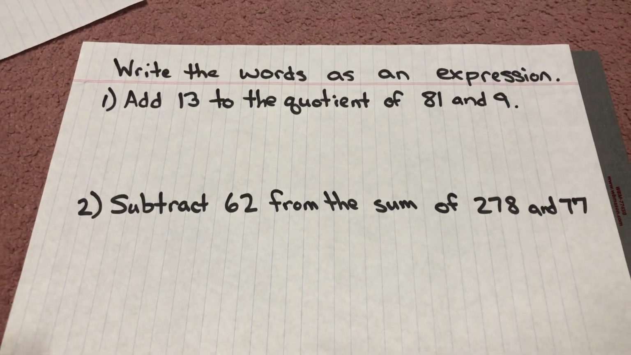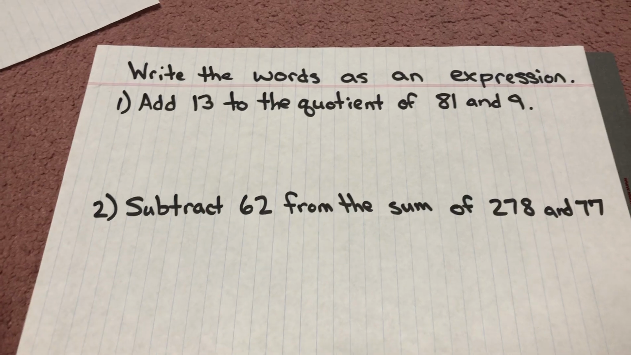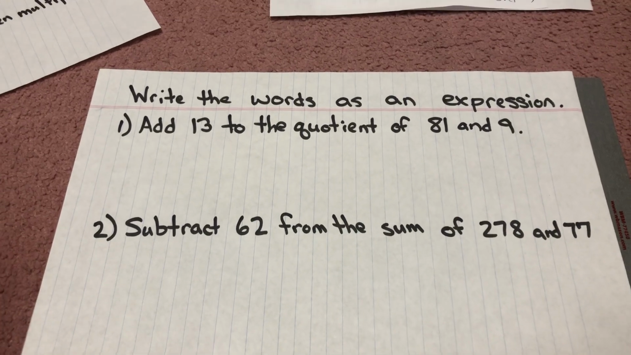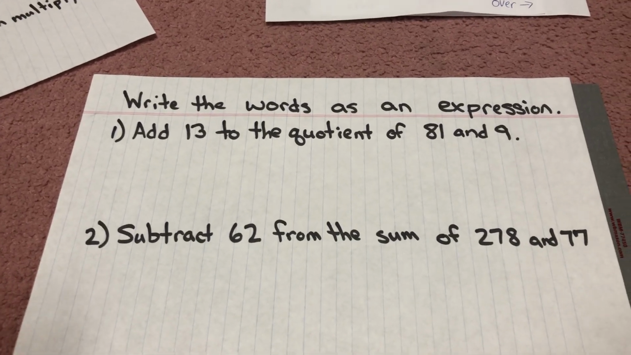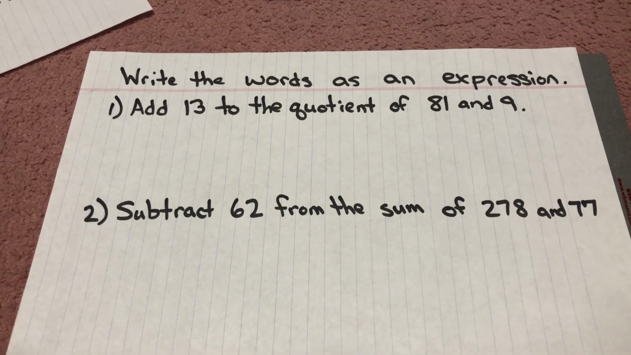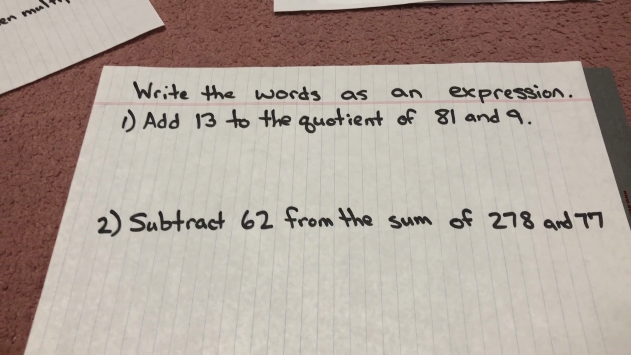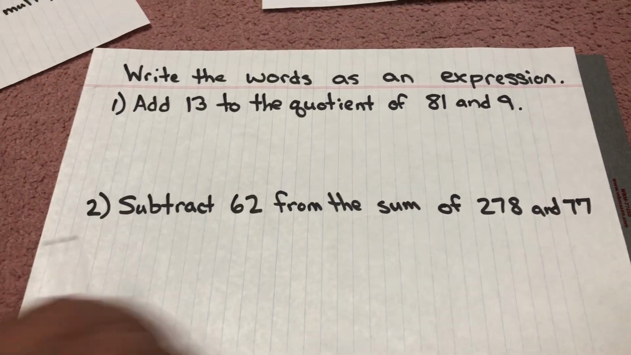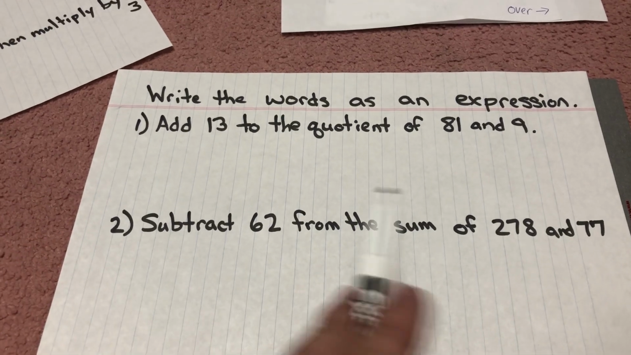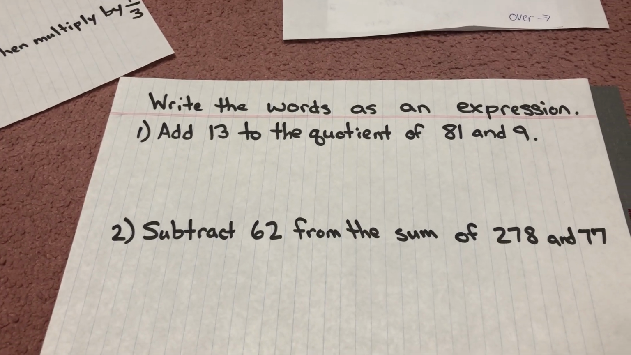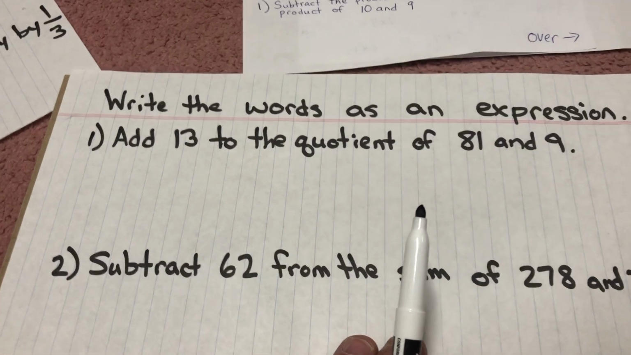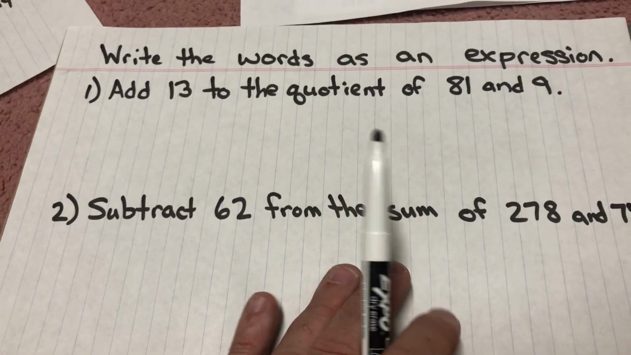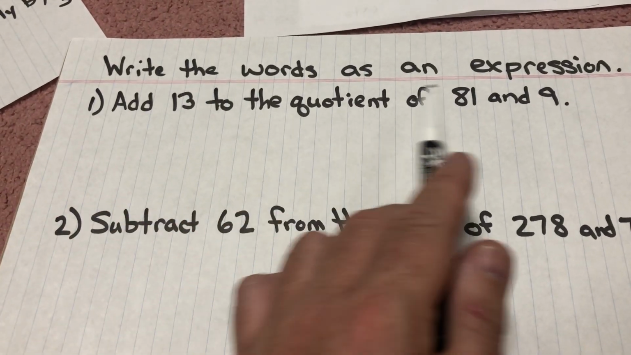Now, we're going to talk about how an expression is just a math problem that does not have an equal sign. A math problem that has an equal sign is considered an equation. We'll talk a little bit more about that in class, but we're going to take some of these word phrases and word sentences and turn them into mathematical expressions. So, starting first here, write the words as an expression.